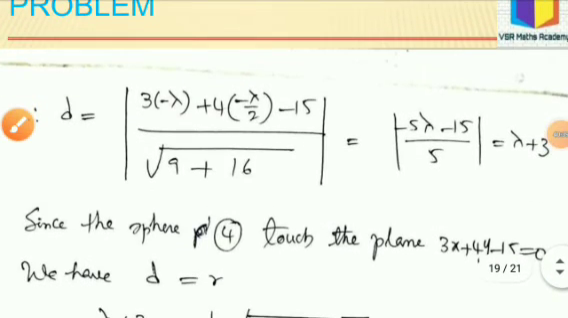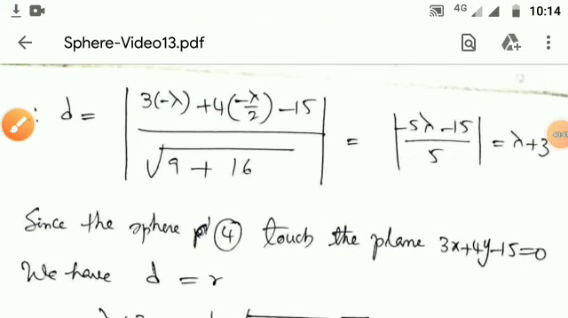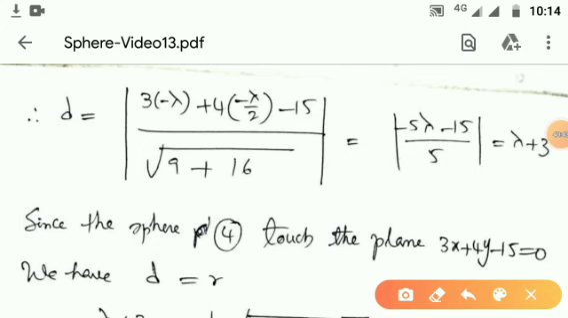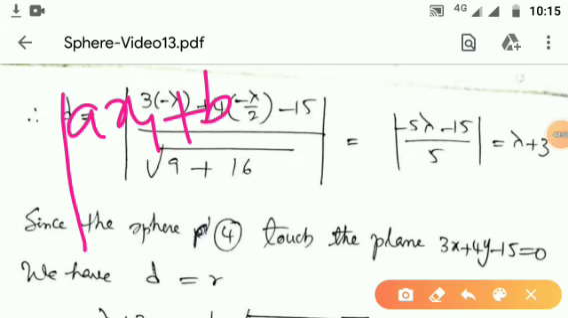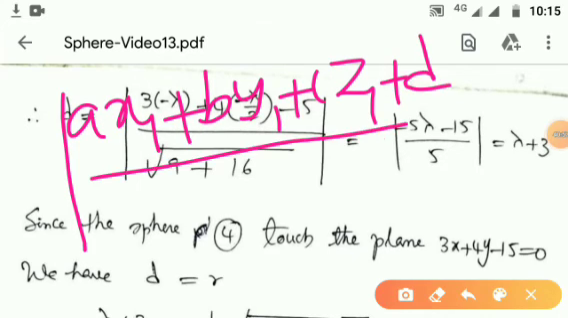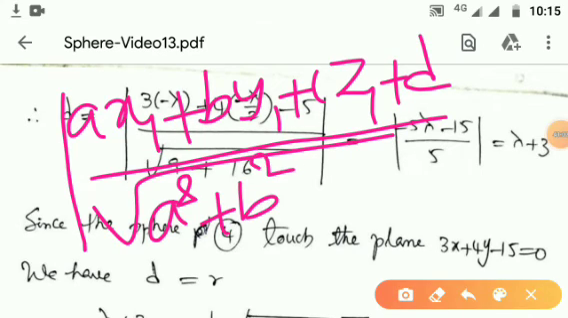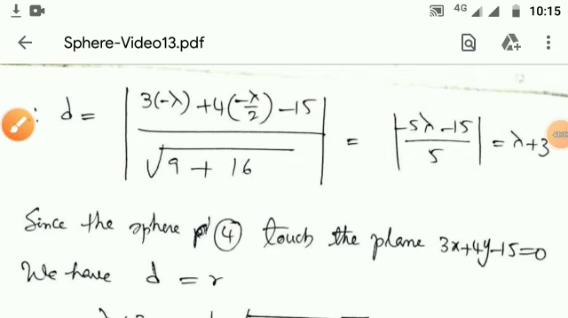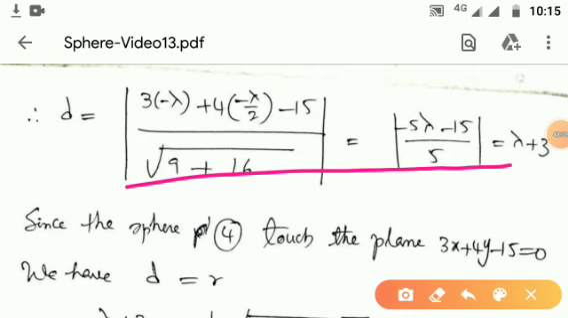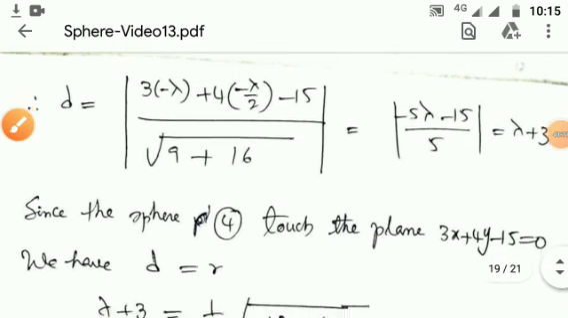D is equal to, what is the principle to find the perpendicular distance? Whenever x1, y1, z1 is the point and ax plus by plus cz plus d is equal to 0 is the plane, then the perpendicular distance will be given by the principle ax1 plus by1 plus cz1 plus d by root of a square plus b square plus c square. So by applying this principle, the perpendicular distance will be obtained like this. On simplification, you will get lambda plus 3.